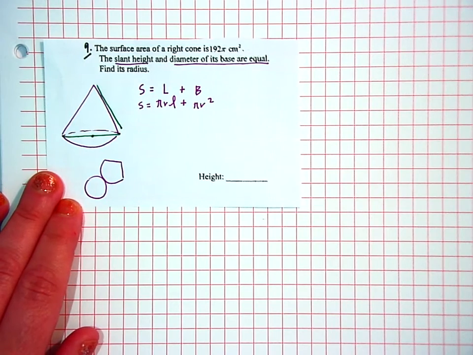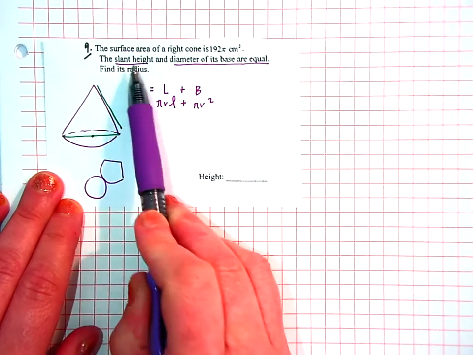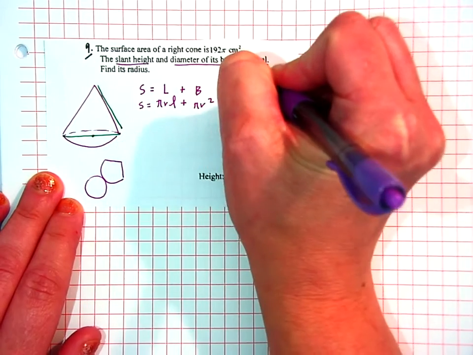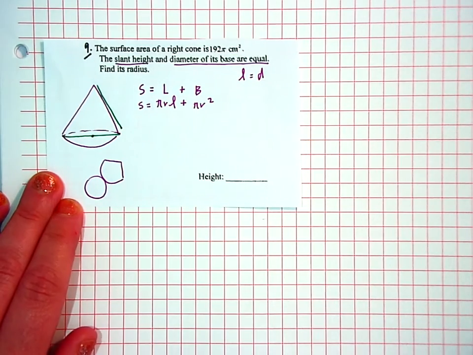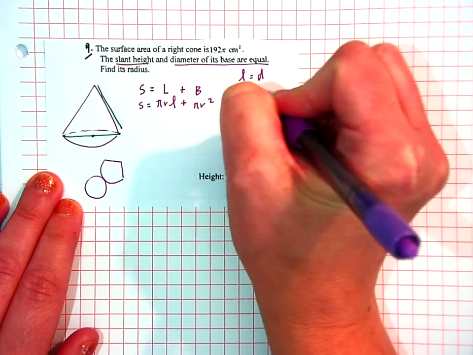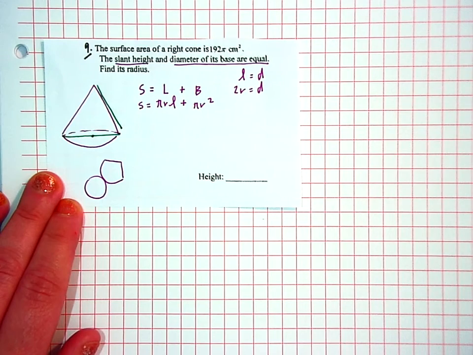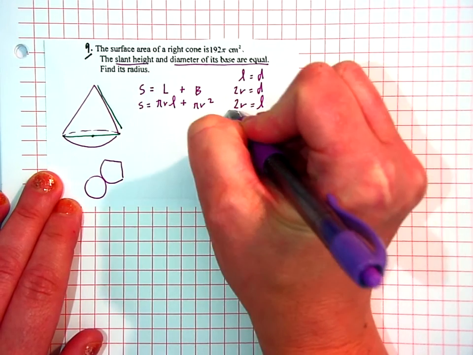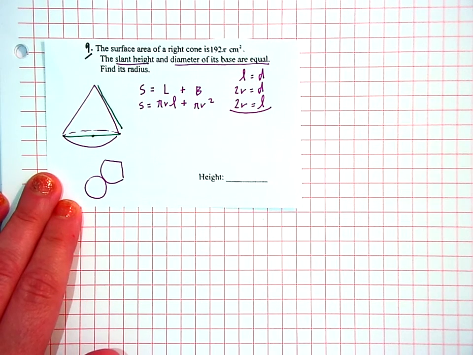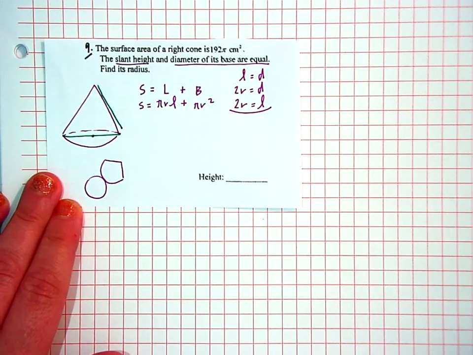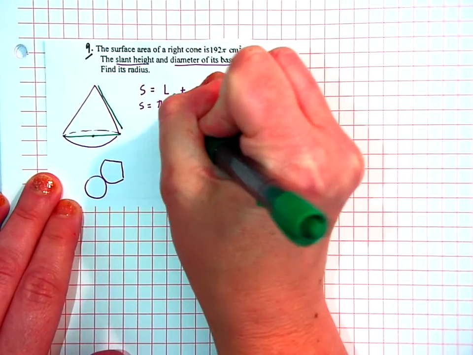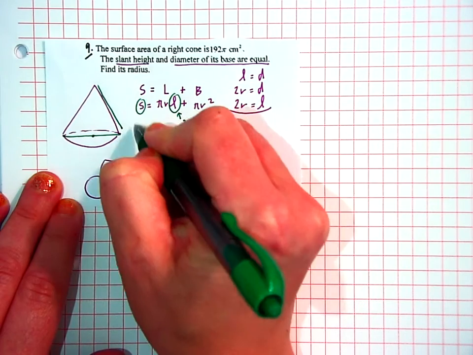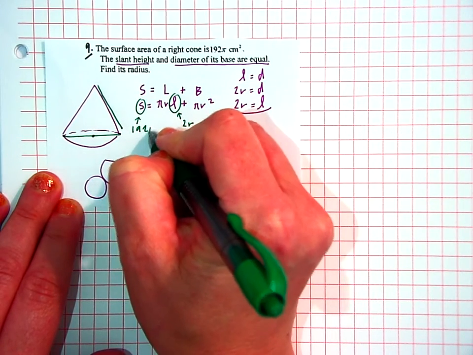All right, so there's my formula. I'm trying to get to my radius, and I'm given this kind of funny statement right in here. So slant height and diameter are equal. Let me write that out. Okay, I also know that my diameter is 2 times the radius. So by the transitive property, I can make that three-way connection and say that 2 times the radius must equal the slant height right there. So I need to substitute in for the slant height 2 times the radius. And then over here with surface area, I'm going to plug in the 192 pi.